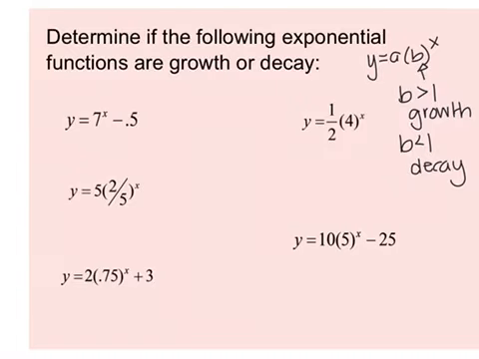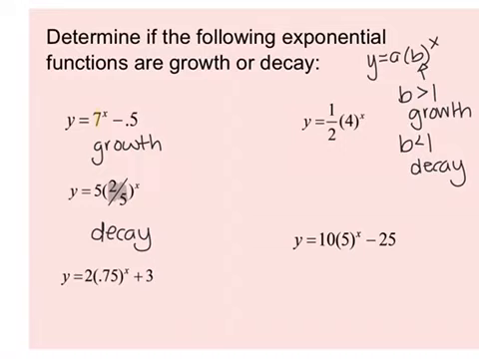If I'm looking at the first one here, the number that has the exponent attached to it is the 7. Since 7 is greater than 1, this is going to be a growth situation. Looking at the one below it, the thing that has a power attached to it is this 2/5. If you can't tell if 2/5 is less than 1 or greater than 1, plug it into your calculator. Do 2 divided by 5. You get a decimal, which means it's less than 1. So this is going to be a decay situation.